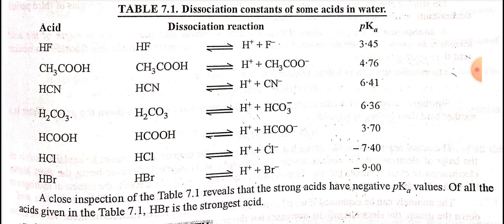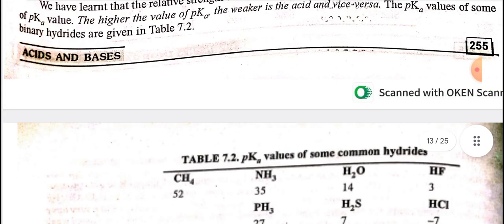Trends in acidic strength. We have learnt that the relative strength of acids in aqueous solution can be easily expressed in terms of pKa value. The higher the value of pKa, the weaker is the acid, and vice versa. pKa values of some binary hydrides are given in this table, table 7.2.